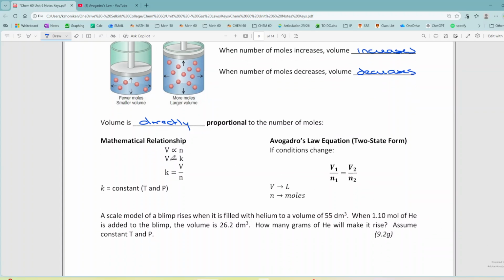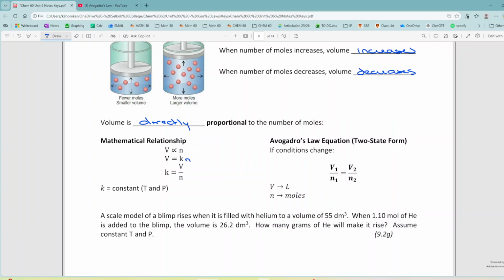This is a directly proportional relationship between volume and number of moles. So just like 3 out of the 4 have been, we've got volume is directly proportional to number of moles, so V equals K N. And then K is equal to V over N. And this is going to be at a constant temperature and pressure. So again, we can set up V1 over N1 equals V2 over N2. And again, it's ideal if your volume is in liters, although as long as your volumes are in the same units, it's fine, especially if what you're solving for is the number of moles.